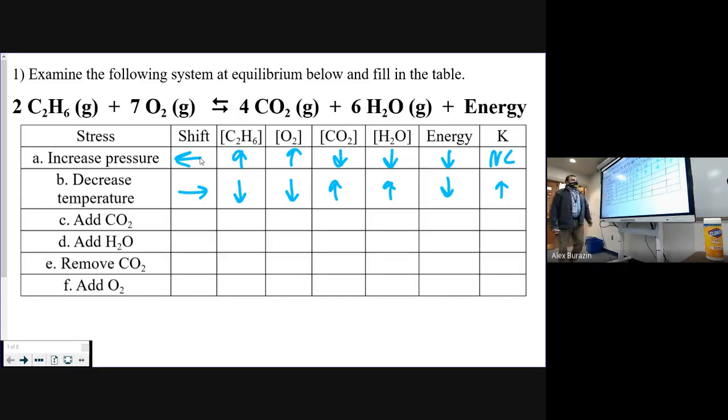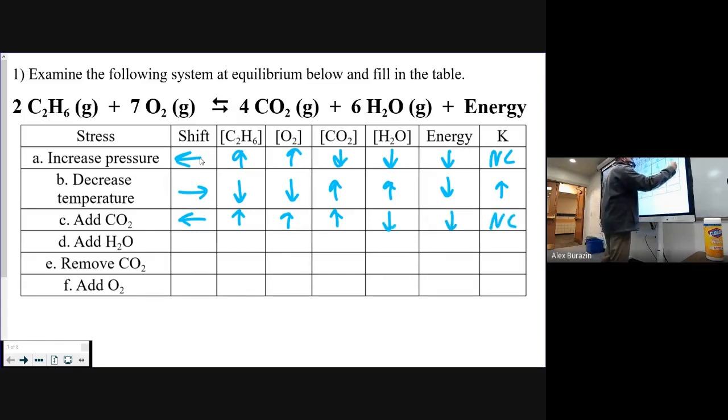Add CO2. I'm going to put that arrow in first. That's my stress. As a result of adding that product, I'm going to shift away from it to remove that excess. And as a result, my other reactants will increase. The other product will decrease. Energy decreases. And K goes unchanged. Add water, the product. This will be the first arrow I add. As a result, we will shift left. The reactants will increase. The other product will decrease. And K will go unchanged.